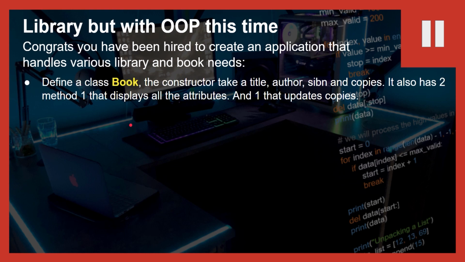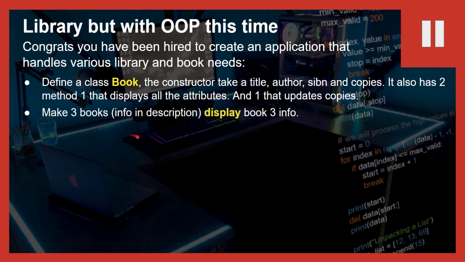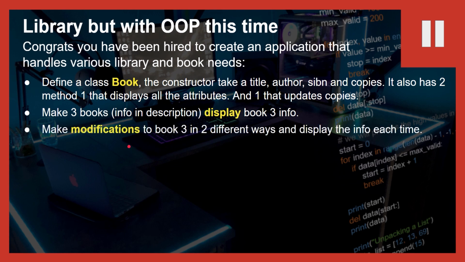First of all, you'll need to define a class Book. The constructor takes in a title, author, ISBN, whatever it is, it's just the standard number for every single book, and the copies or the number of copies that this book has sold. It also has two methods, one that displays all the attributes and one that updates the copies. Next, you'll need to make 3 books. The information of these books will be in the description, or you can add your own that displays a book, and also you need to display the book 3 info after you've made these 3 books.